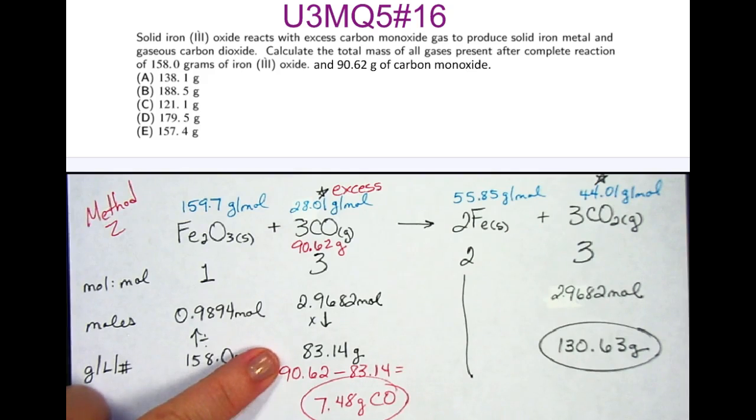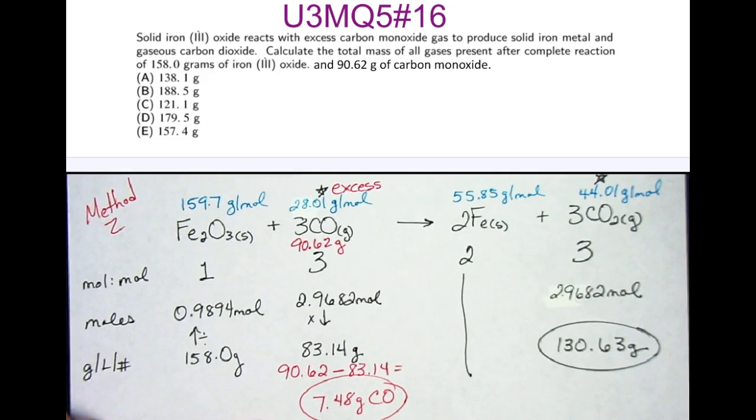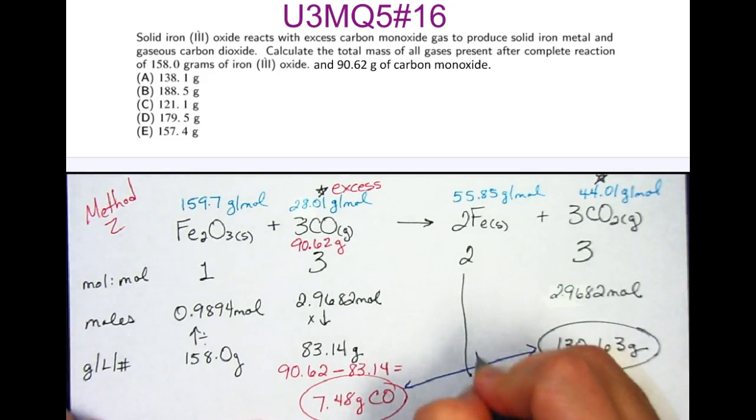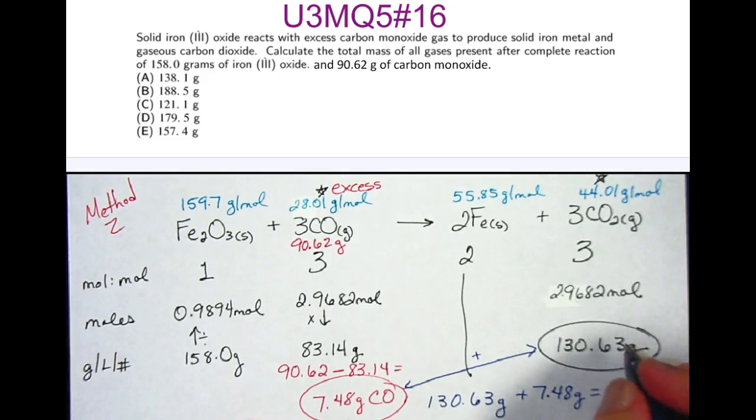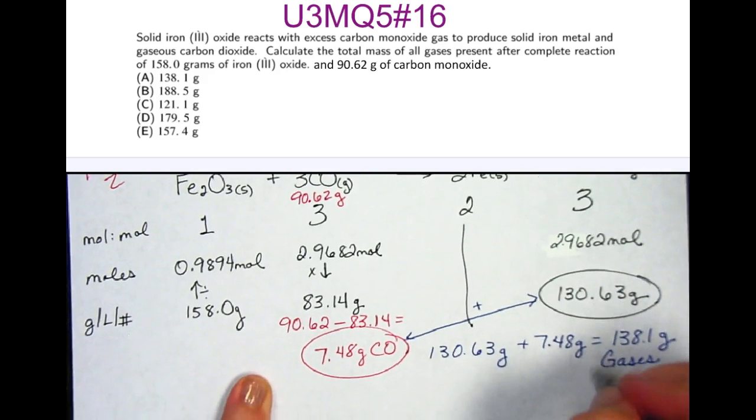So to get my final answer, I need to combine these two with each other, and so 130.63 grams of carbon dioxide plus 7.48 grams of carbon monoxide gives me a total of 138.1 grams of gases left after this reaction, which is letter A.